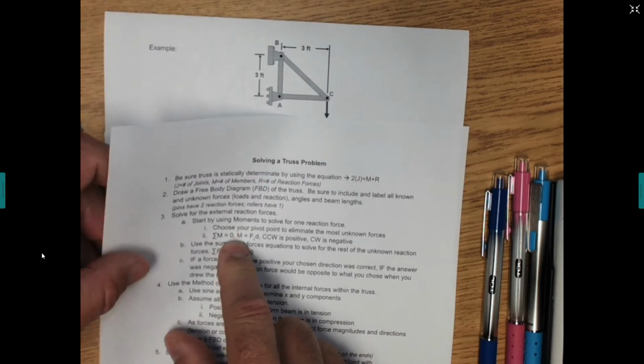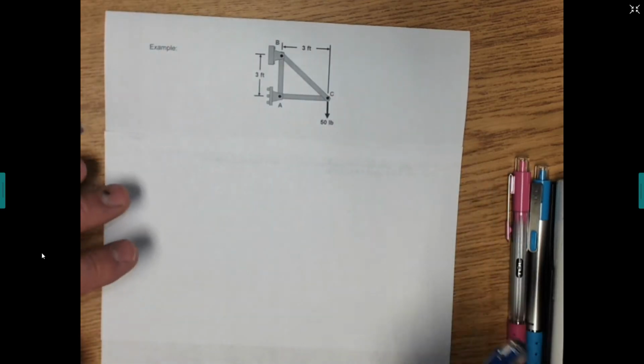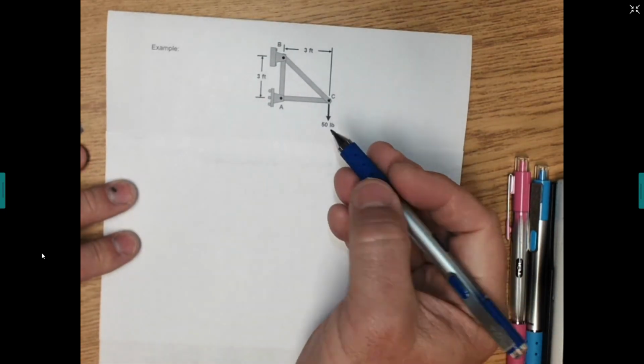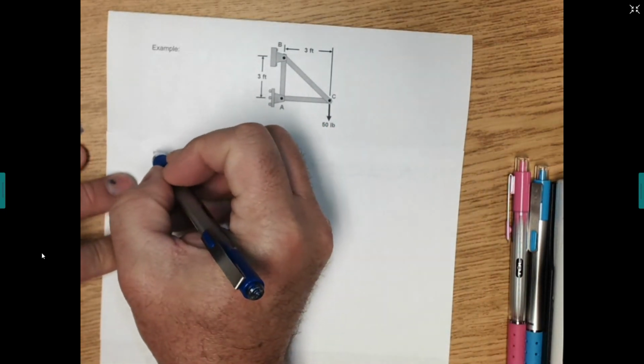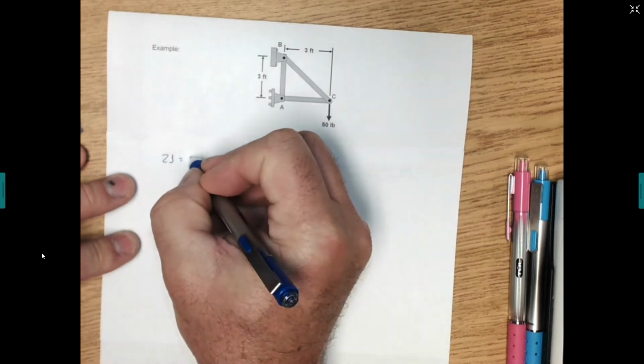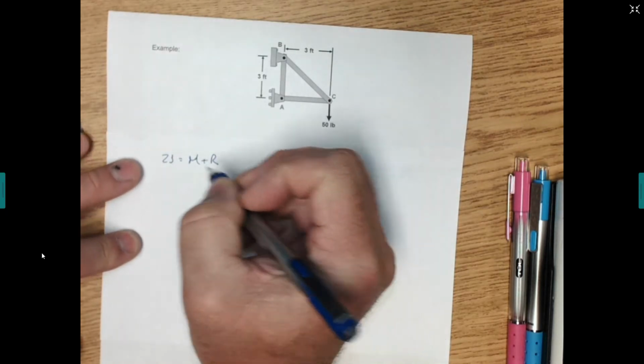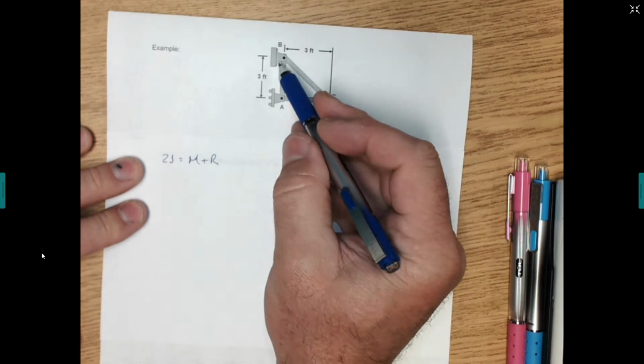reaction forces. So the first thing we want to do is make sure that it's statically determinate to see if we can actually solve the truss. Okay, so we're going to have 2j equals m plus r. So j is the number of joints. So joint A, joint B, joint C.